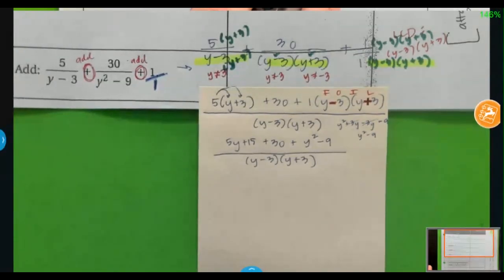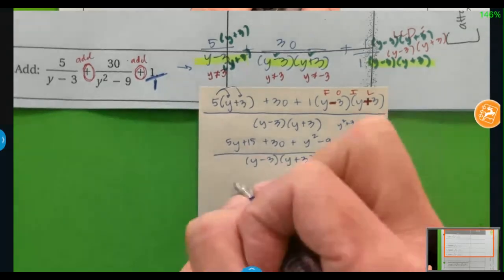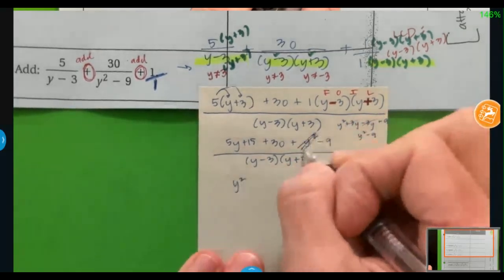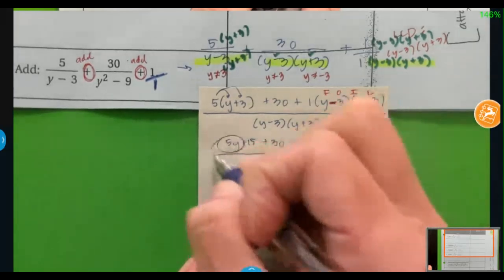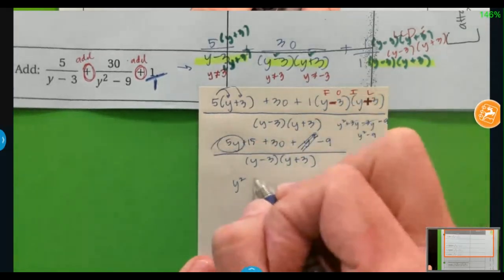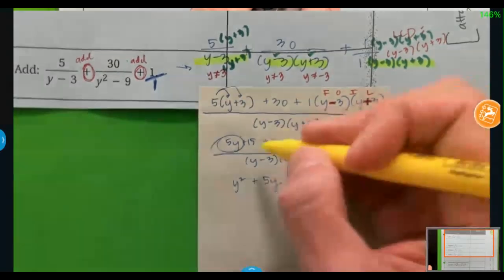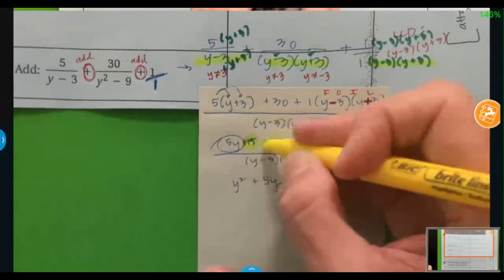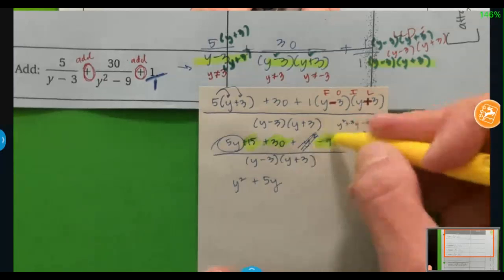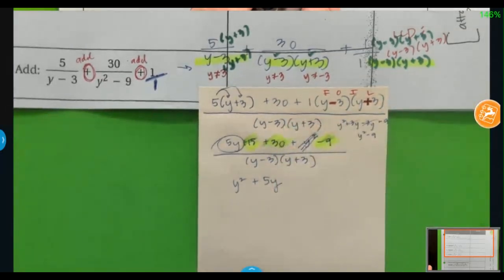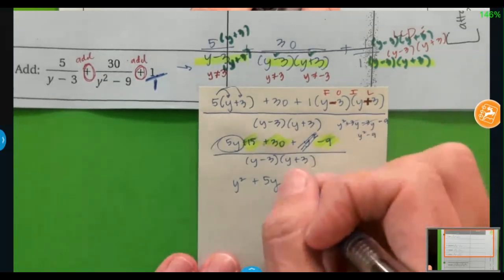All right, let's go to Justice up here. What would you do next, Justice? I would combine like terms on the top. I agree with him. So let's put the y squared first. Then we have a plus 5y right here, so plus 5y. And then I can combine these integers: 15 plus 30 minus 9. 45 minus 9 is 36. I agree with you. Positive 36.